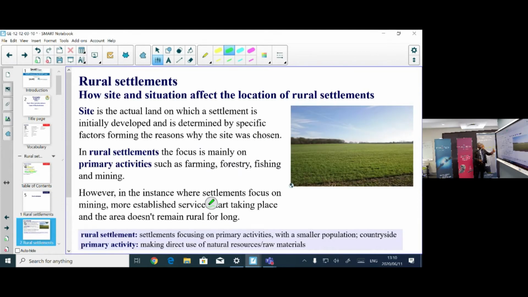Let's look at rural settlements. How site and situation affect the location of rural settlements. Site is the actual land where the settlement is. And it is determined by specific factors forming the reasons why the site was chosen. So we know that in rural areas, usually the function is unifunction. And we know that it's usually primary activities that are happening there.